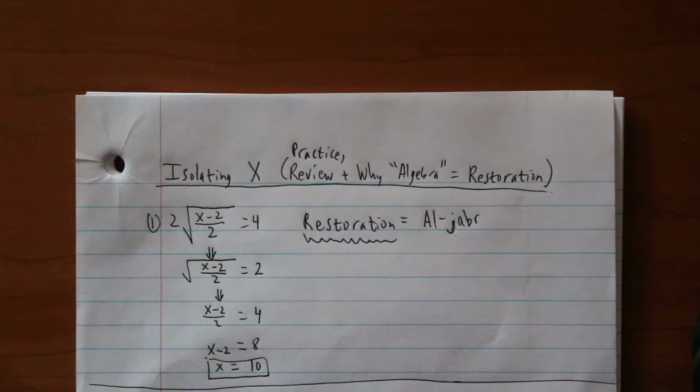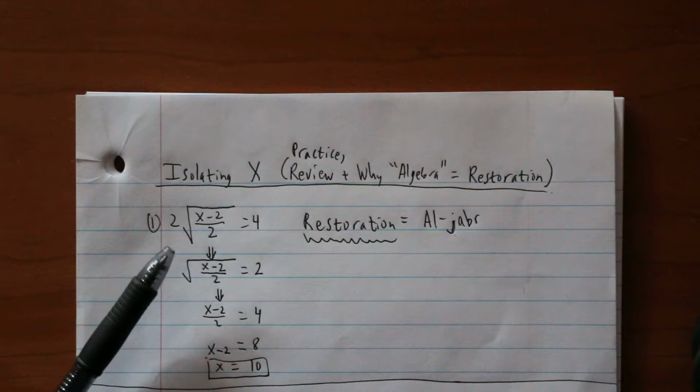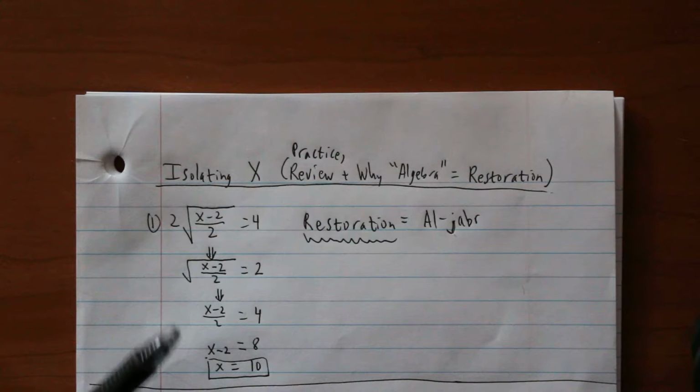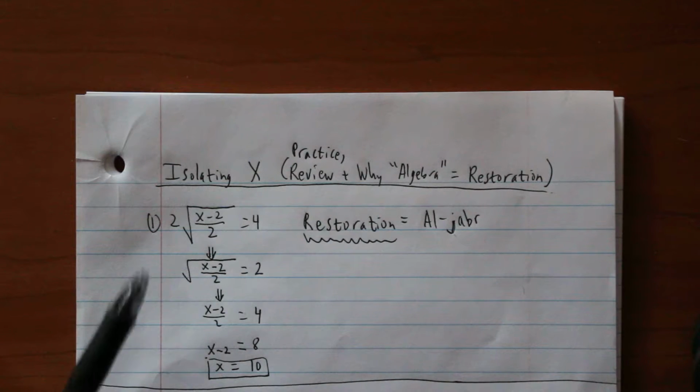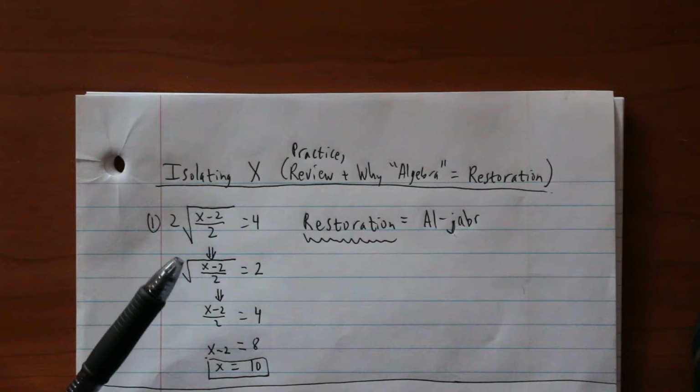We have 2 times the square root of (x minus 2) over 2 equals 4. We're literally going to undo everything. Just like in chemistry, we have electrons that are on the outside and easier to peel off, and then electrons closer to the nucleus that are harder to peel off. We're going to restore x little by little by taking care of the easier things first. So this 2 is the farthest thing away from the x, so we are going to undo the 2.